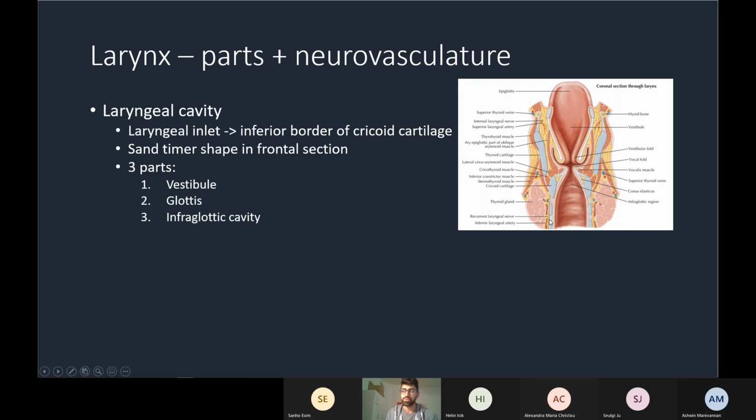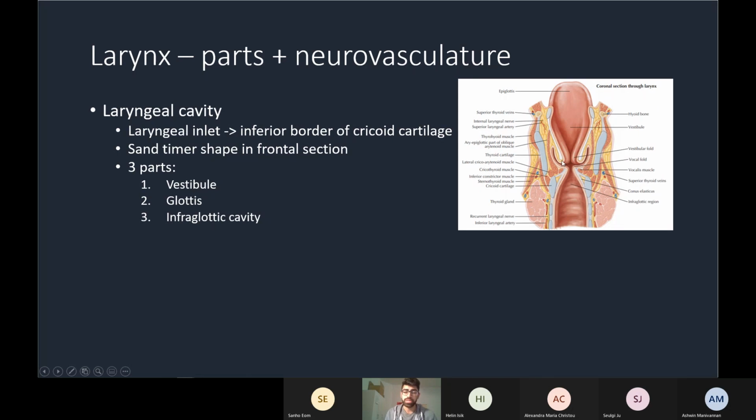This is the fibroelastic membrane, which is embedded in the mucosa, so it's not easy to see from the previous images, which removed the mucosa and made it possible to see the bony and cartilaginous structures. So, the different parts: vestibule. Then we have the glottis. The glottis is located between the vestibular folds and the vocal folds. Once again, vestibular folds and the vocal folds. This narrow space is the glottis.